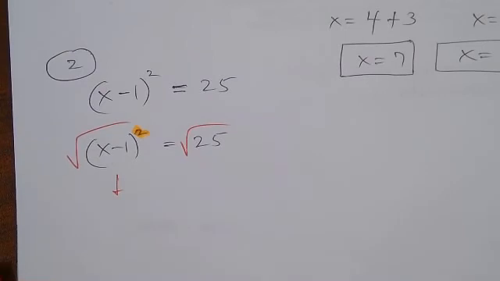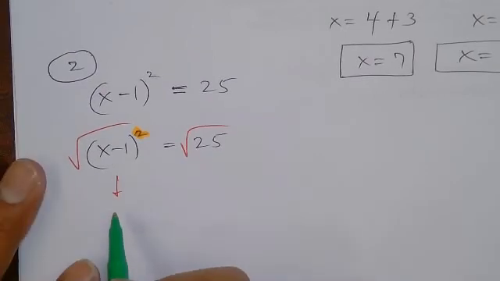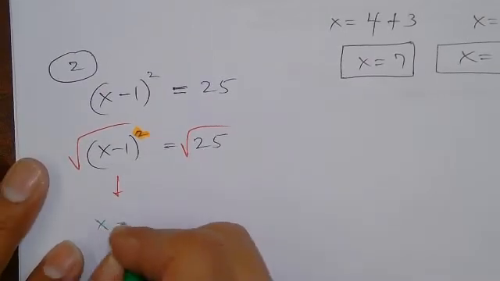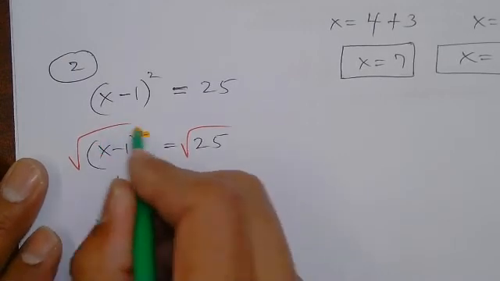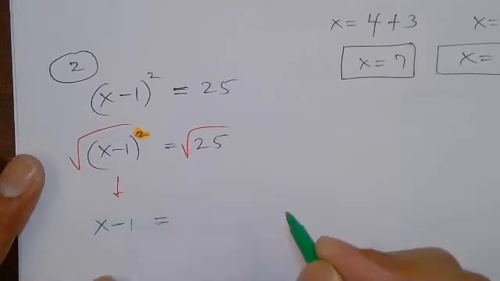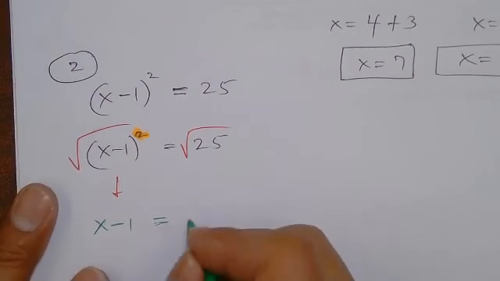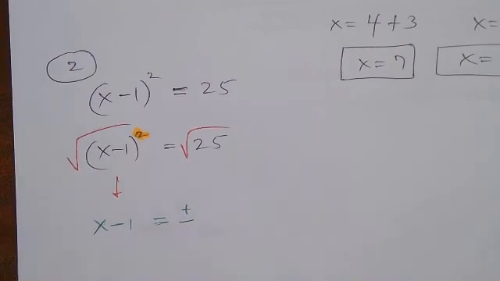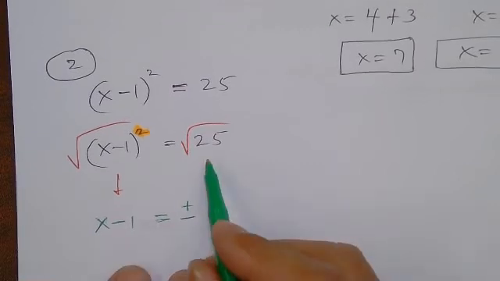Okay, everybody agree I did this? And now it frees it up. What's left on this side? Just x minus 1, right? Because this and this, they undo each other, and you free up x minus 1. Equals? Plus minus. Do not forget that. What happens if you forget that? You're only going to get one answer. Well, that's 50%. 50% is a fail.